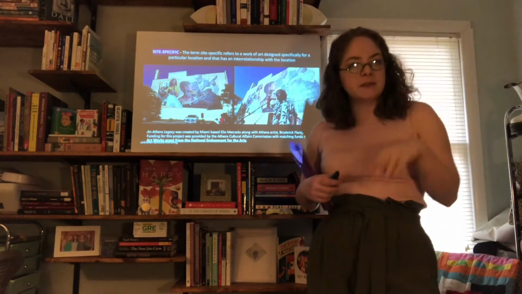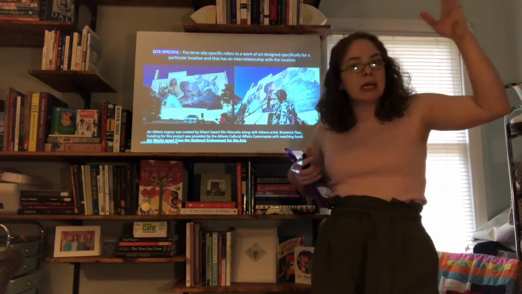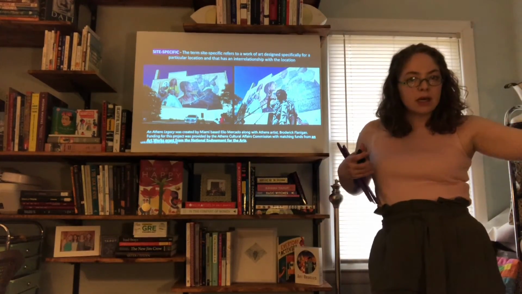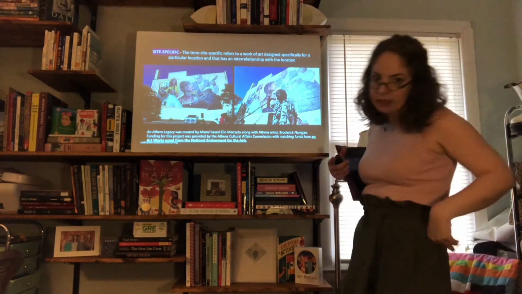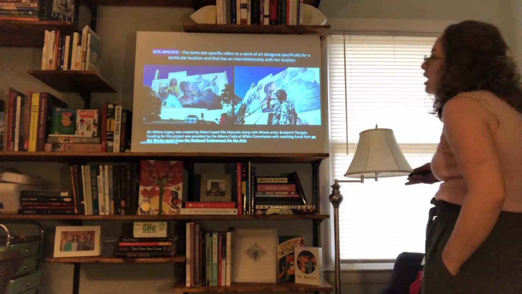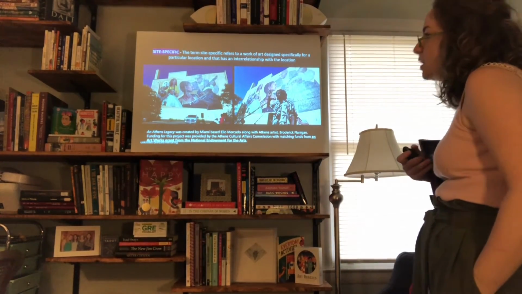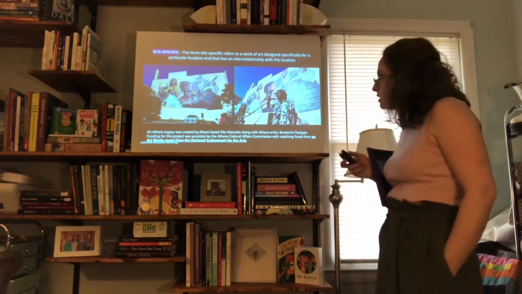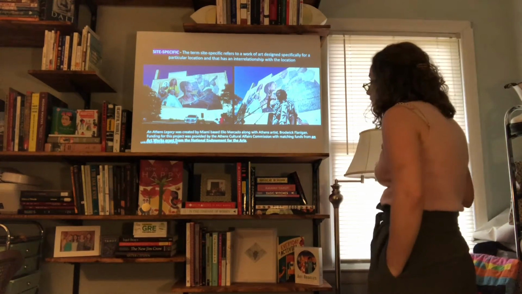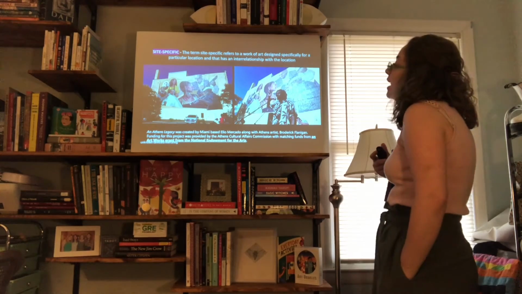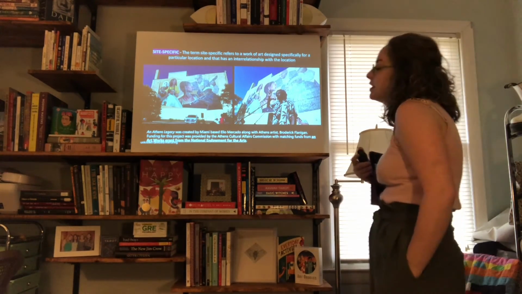Alright, so site specific. As we talked about at the very beginning, the Cloud Gate was a site specific work, because it's made to reflect the Chicago skyline. Here we have a site specific work, and site specific is a term that refers to a work of art that is designed specifically for a particular location and has an interrelationship with that location.